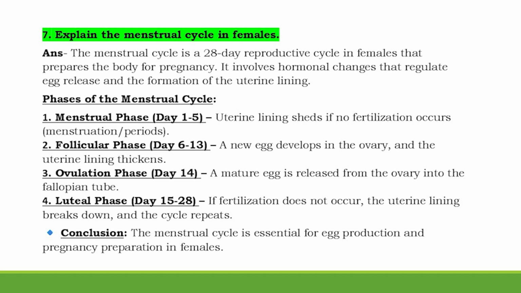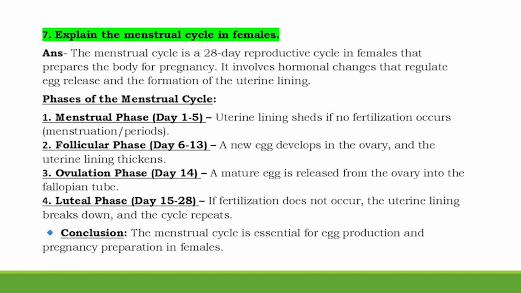7. Explain the menstrual cycle in females. Answer: the menstrual cycle is a 28-day reproductive cycle in females that prepares the body for pregnancy. It involves hormonal changes that regulate egg release and the formation of the uterine lining. Phases of the menstrual cycle. 1. Menstrual phase, day 1 to 5. Uterine lining sheds if no fertilization occurs, menstruation periods.